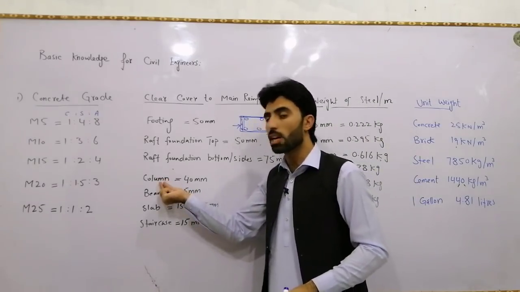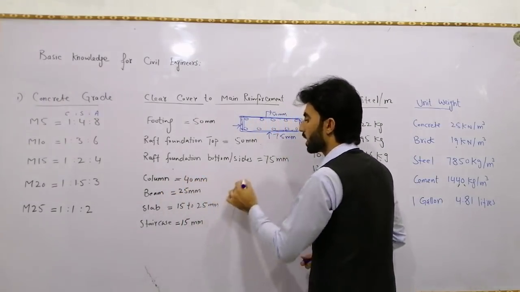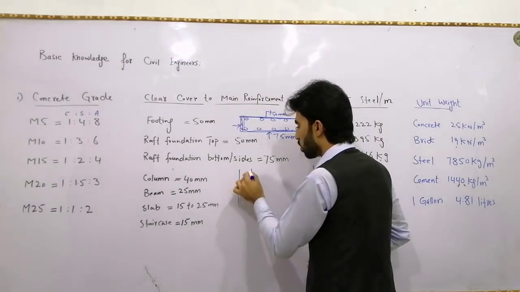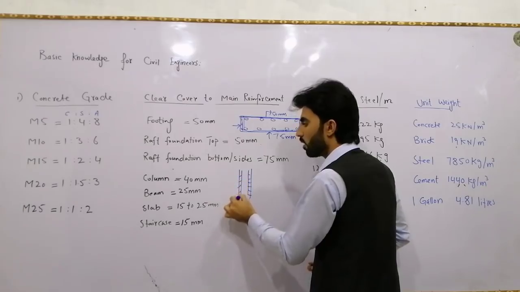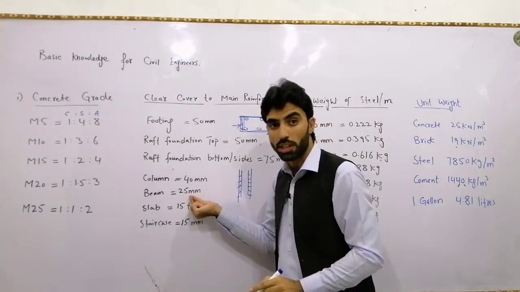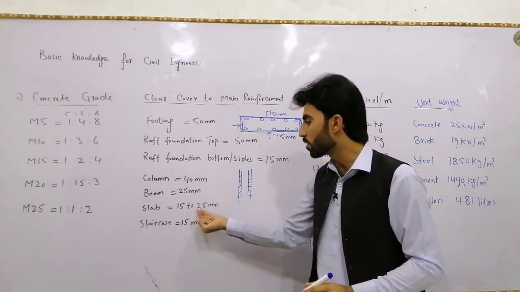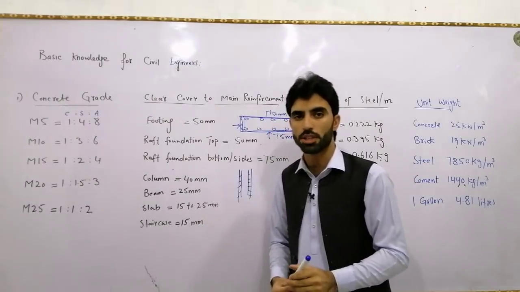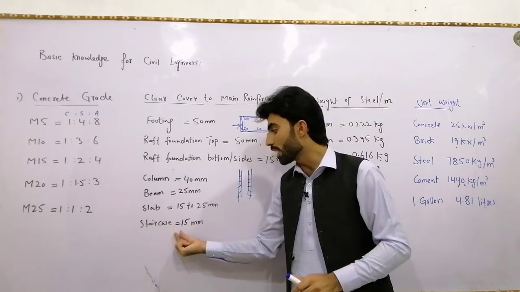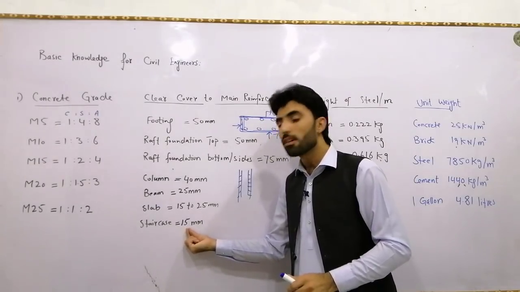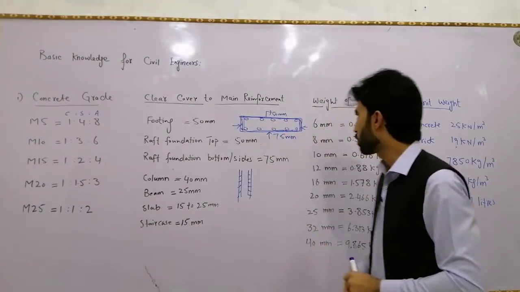And now for the column we have to provide clear cover. This is a column, these are steel, and this cover should be 40 millimeter. For beam it should be 25 millimeter, and for slab we have to provide 15 to 25 millimeter of concrete clear cover. For staircase, it will be 15 millimeter. These are very important.